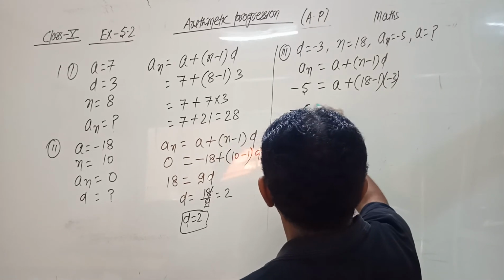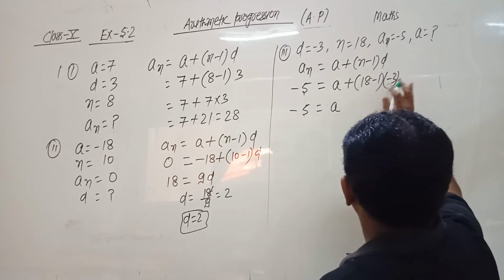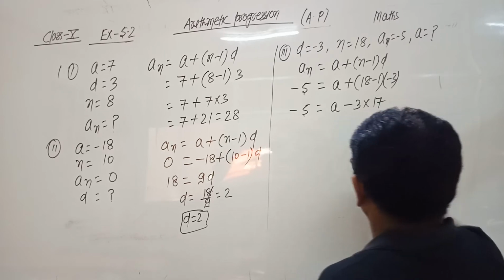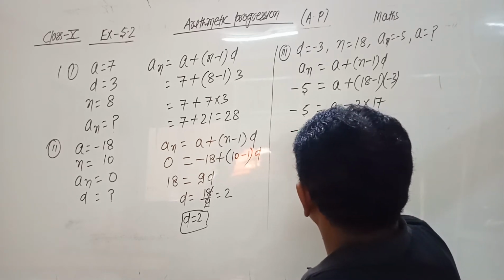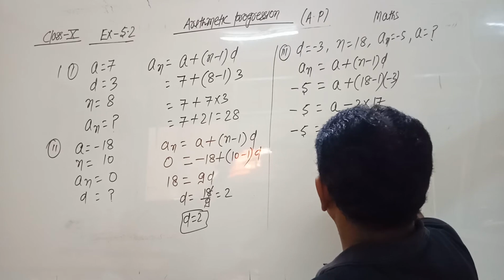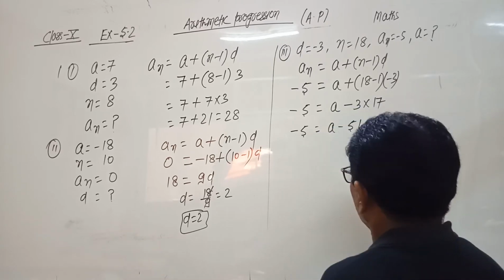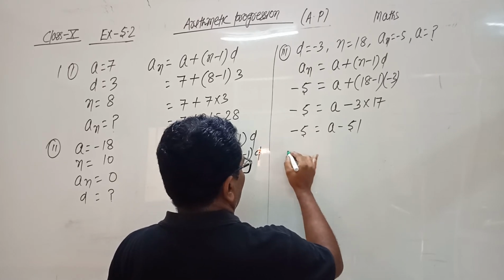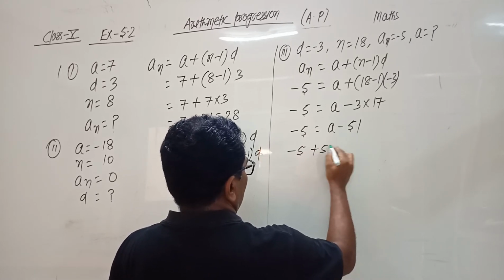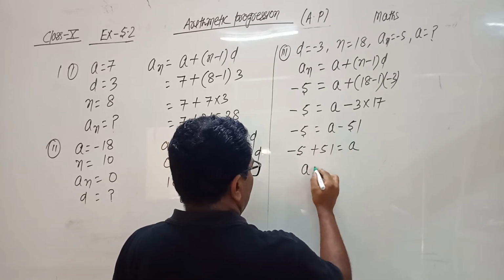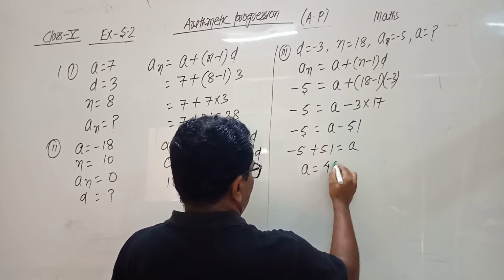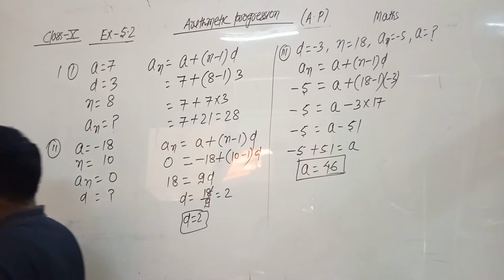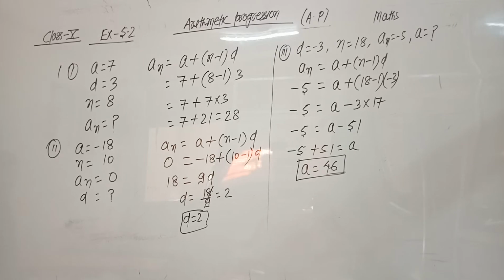So minus 5 equals a plus (minus 3) into (18 minus 1), 17. So minus 5 equals a minus 17 into 3, 51. And we get minus 5 plus 51 equals a, and a equals 51 minus 5, 46. So we get the value of a equals 46.